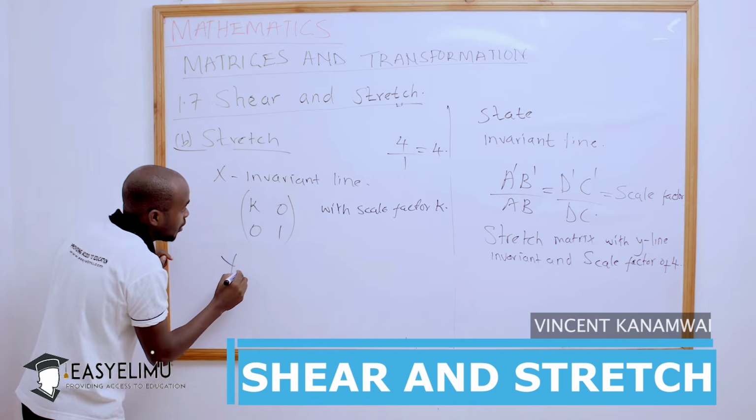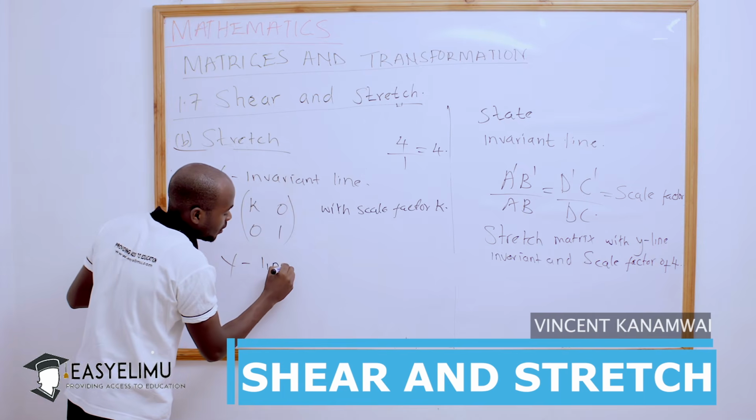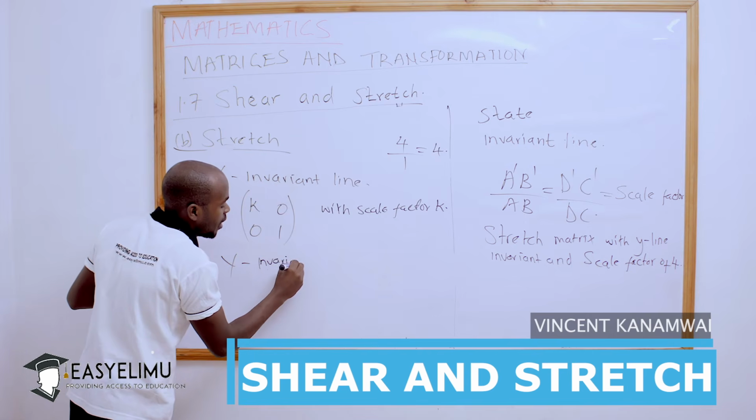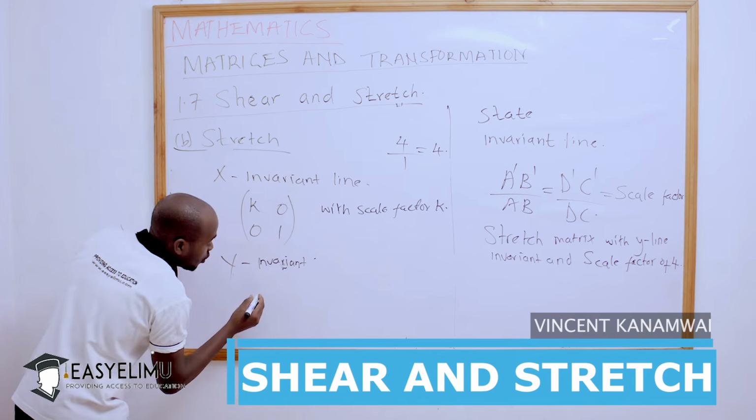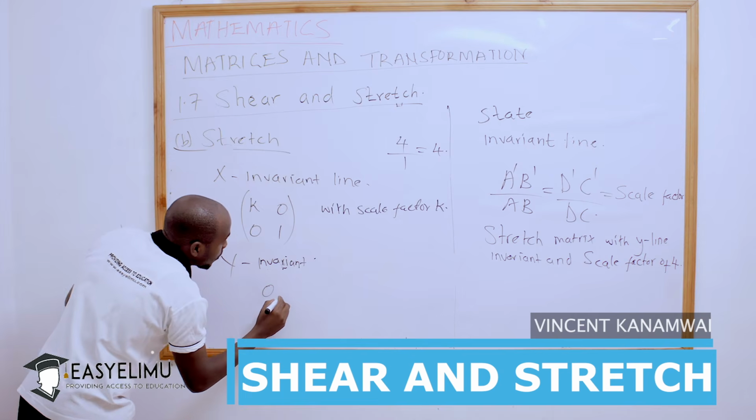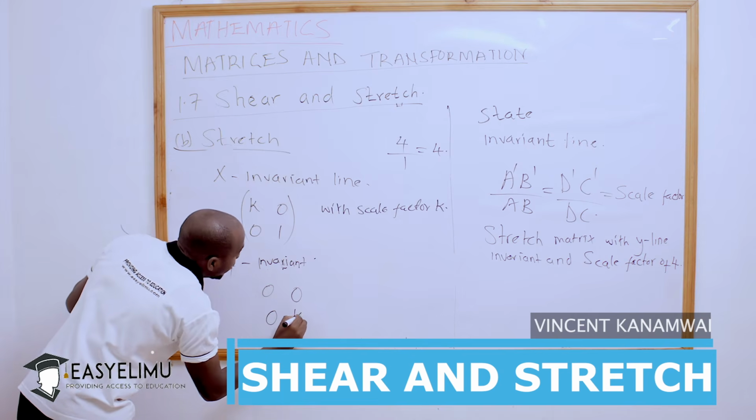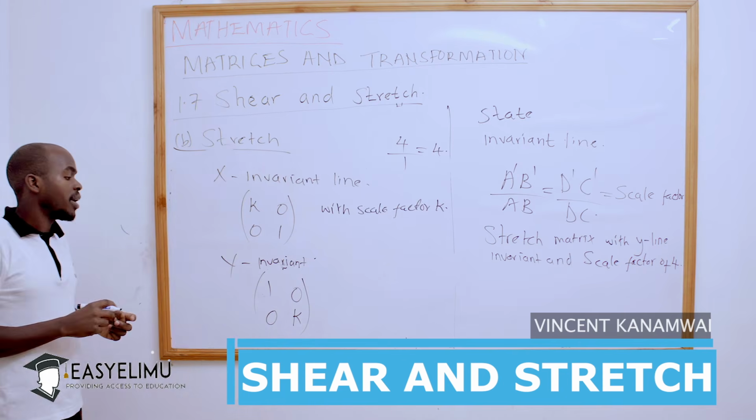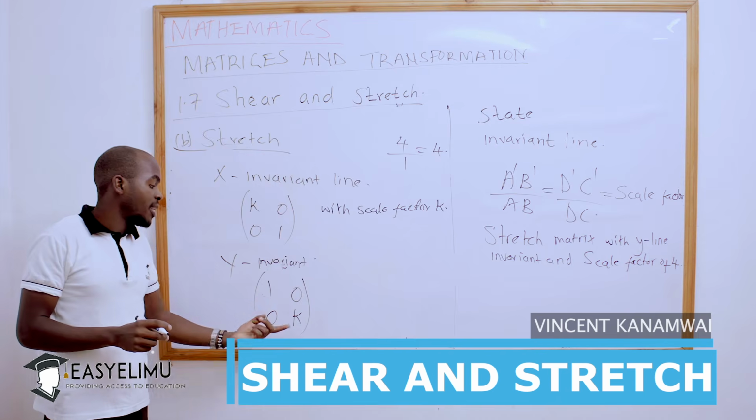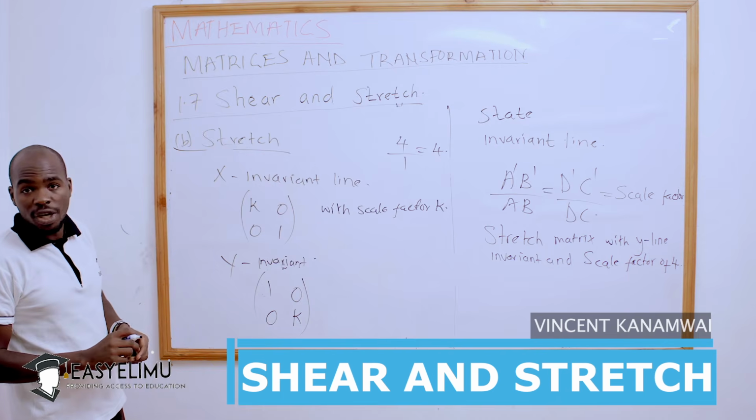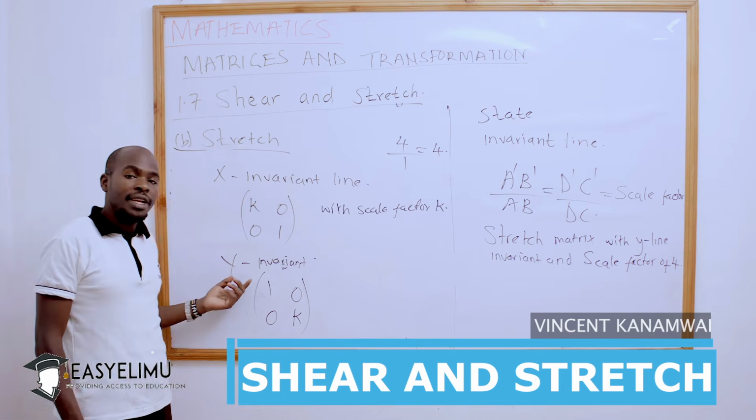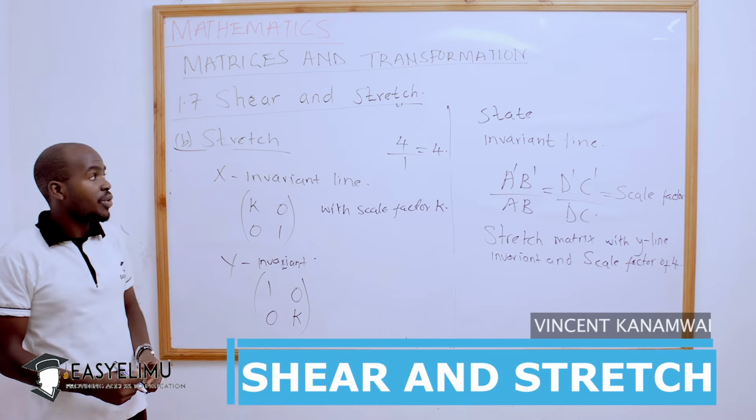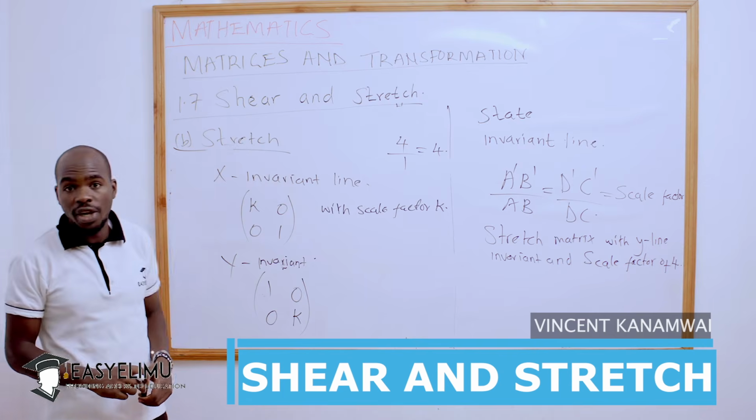And for the other one, if the Y line is the invariant line, you will find that you have the opposite of that. Here should be 1, because that is the one which will be stated. So it's 1, 0, 0, K. If you find it this way, you understand that is a stretch matrix with Y line invariant and scale factor K. With that, we have come to the end of shear and stretch matrix.